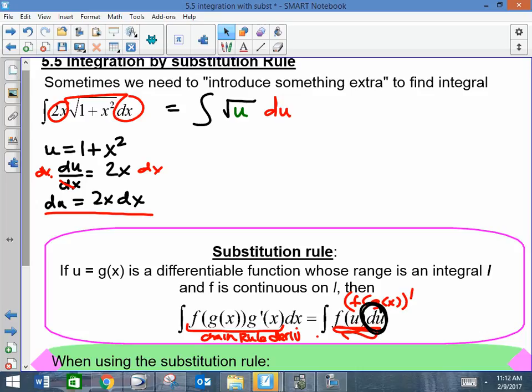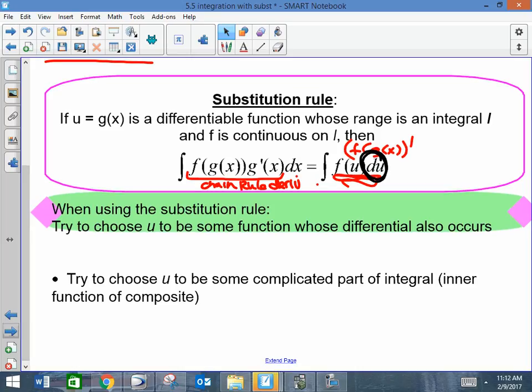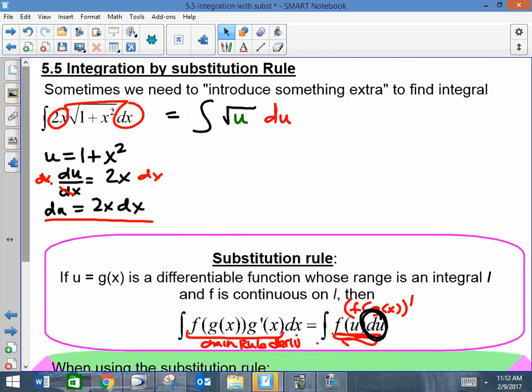Anytime we have to try it, it might not work. You can get du, but sometimes you don't, like over here where it says to try to choose u to be some function whose differential also occurs. If this x wasn't here, we would have a hard time using that for u because, well, I don't know, we can't invent it.